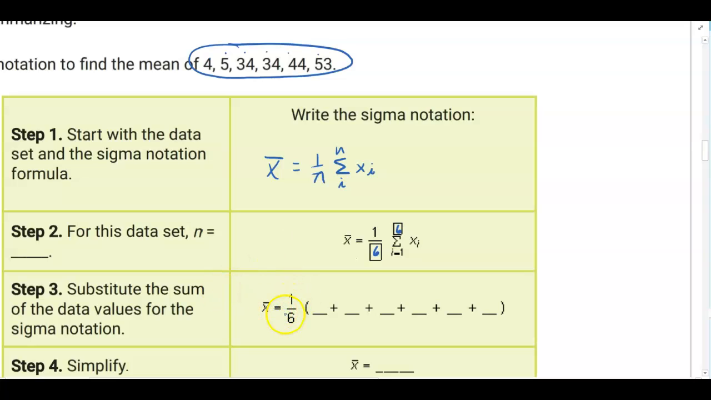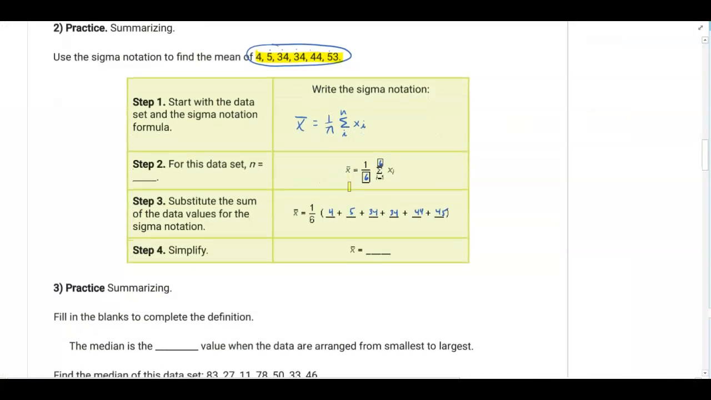So what this ends up being is the mean is 1/6 of the sum of 4 plus 5 plus 34 plus 34 plus 44 plus 53. Those numbers came from the data set here. Okay? So when I go ahead and add those, I basically end up getting 1/6 times 174. I could also say that this is the same as 174 divided by 6, which is going to give me a mean of 29. So if I add those together and divide by 6, I get 29.